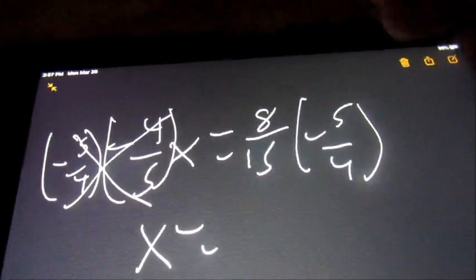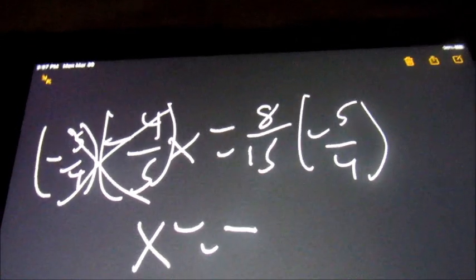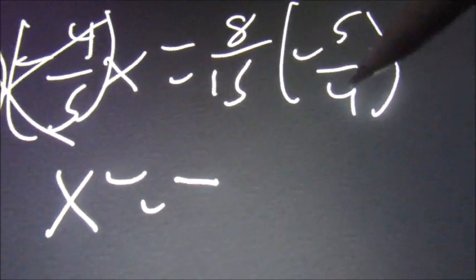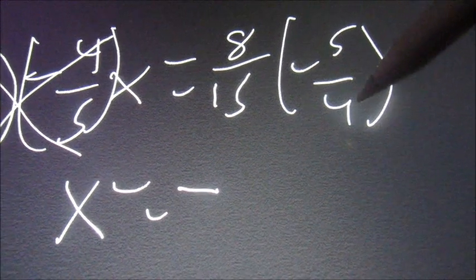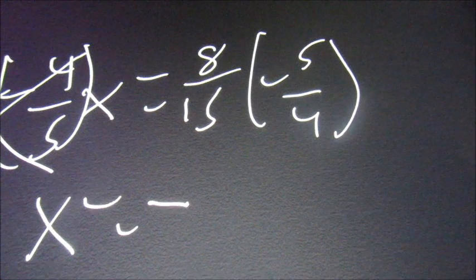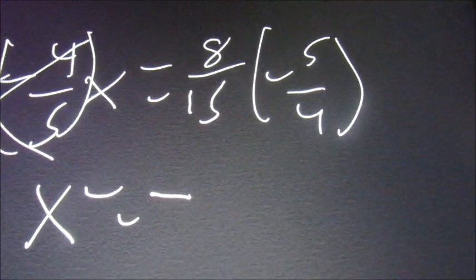We have a negative times a positive, so our answer is going to be negative. But we can also simplify here. The 8 and the 4 are both divisible by 4, and the 5 and the 15 are both divisible by 5. So let's start with the 8.